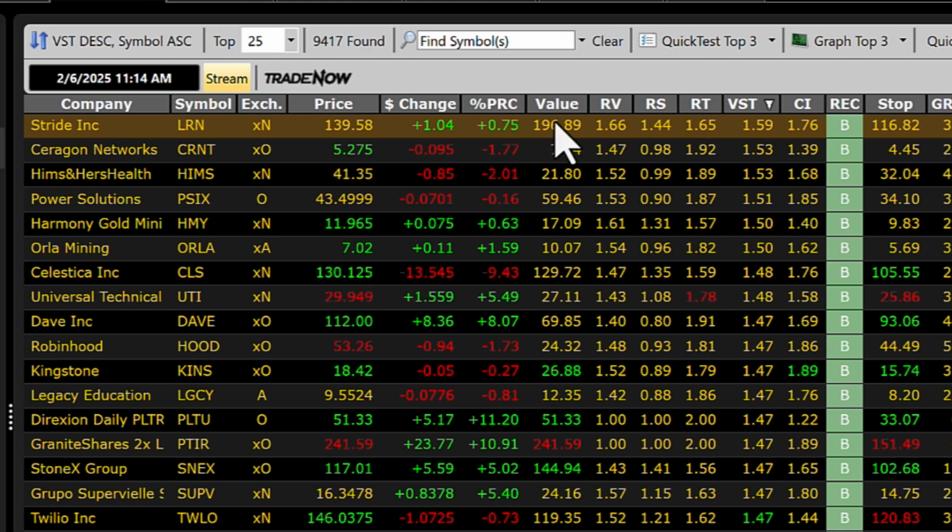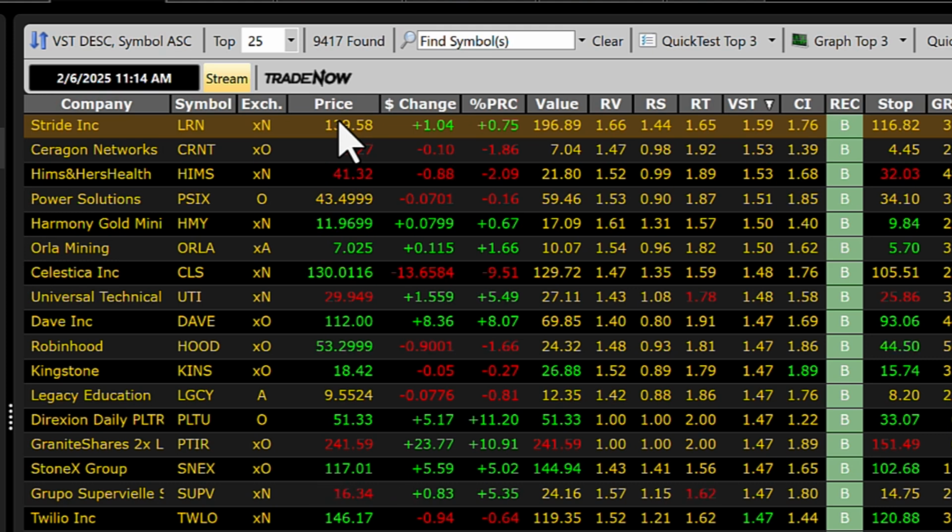VectorVest also calculates the intrinsic value of a stock, and you can see how that compares to its price, and that also goes into that VST metric. So these are stocks that are potentially undervalued with high momentum. Great targets for active investors and swing traders.